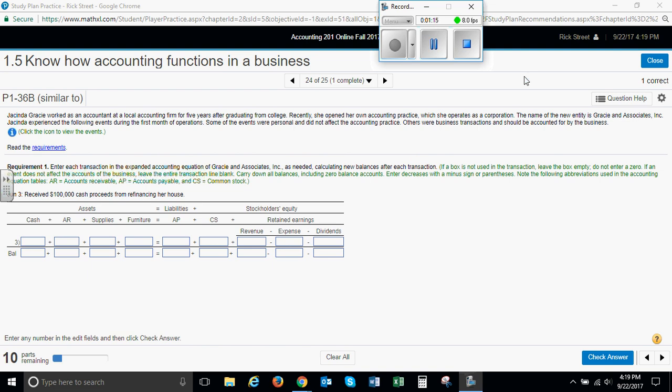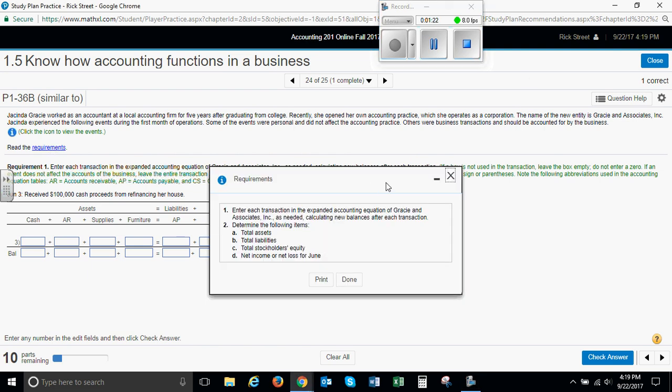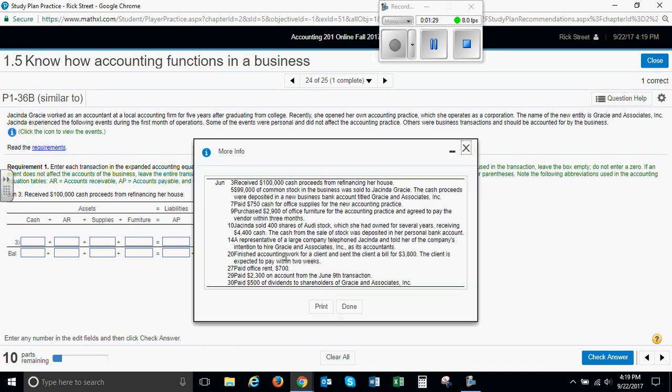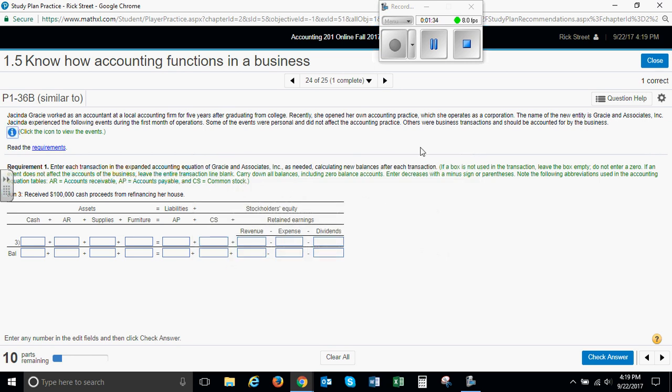This problem here demonstrates what we call transactional analysis. So you are given a list of transactions, and you will input those transactions one at a time. And of course, in order to be successful with an accounting system, you must know how it works. So one real big tip here is that you need to read the green lettering here. And note that if a box is not used in the transaction, leave the box empty.